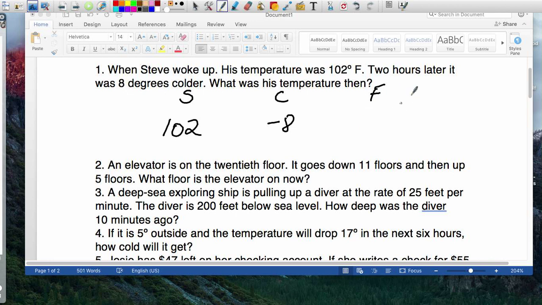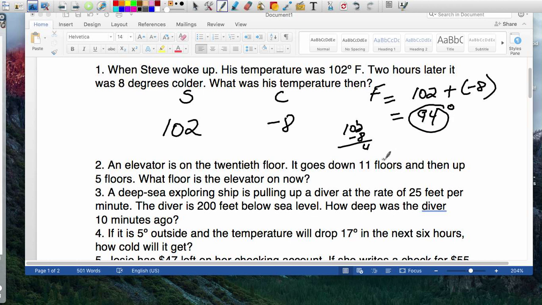So to find the final temperature, we're going to use what? So final, F for final equals the starting, which is 102, plus -8. So 102 plus -8 is definitely going to be a positive answer. And 102, if we go this, -8, right? It's going to be 1294. Is it 94? 12 minus 4, yeah, 94 degrees. So his final temperature was 94 degrees. Okay.